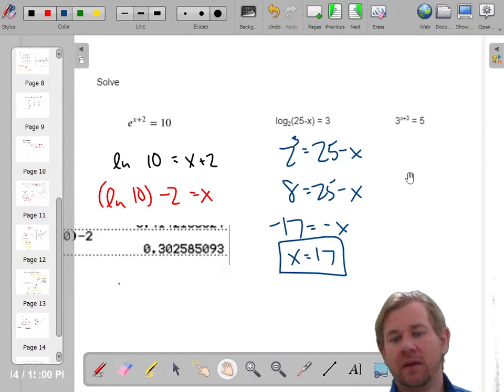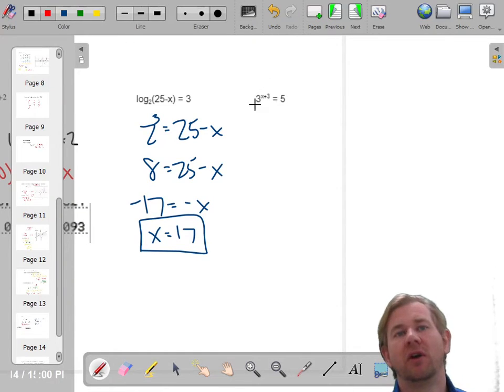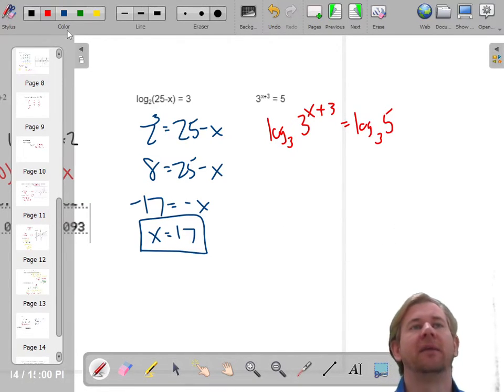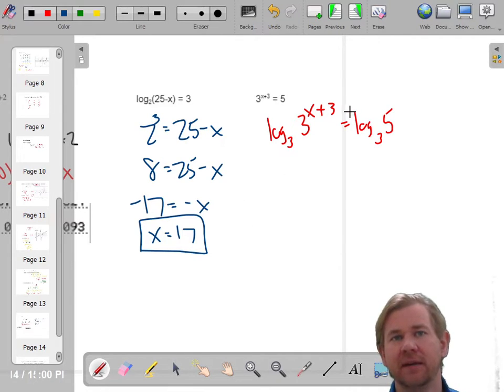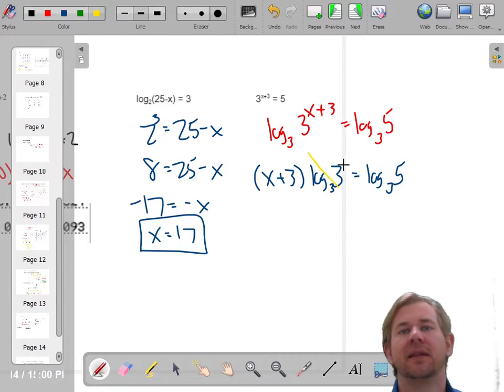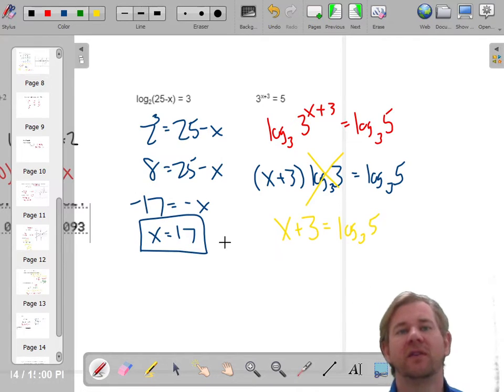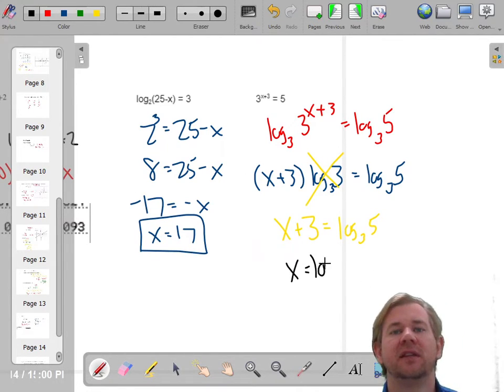And the last one. This is probably the most annoying. If I have a base 3 logarithm, I will take the base 3 log of both sides. When you do that, on the left side, you could bring this x plus 3 down, and then you have x plus 3 times the base 3 log of 3. Now, we don't even necessarily need to write that step because that's 1. So it's x plus 3 equals the base 3 log of 5. So if you want to get x by itself, take the base 3 log of 5 and subtract 3.